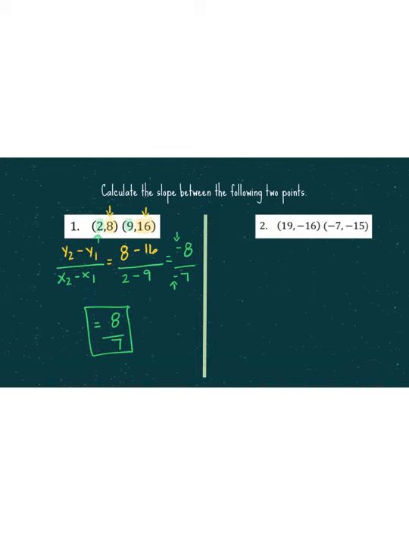So we're going to do the exact same thing with the next one. We're going to say my y2 minus y1, and remember those y values are going to be your second set. Okay, and you're going to put that over your x values. So my x values, so x2 minus x1. Okay, and my x values are going to be this first set. Remember, x comes before y, so x's always come first.